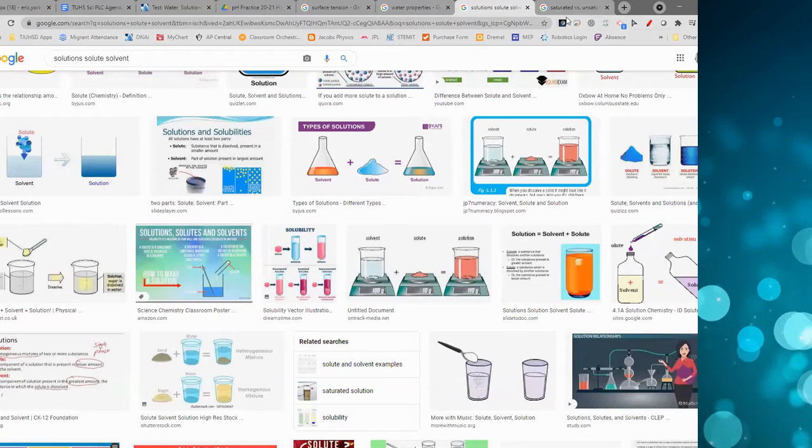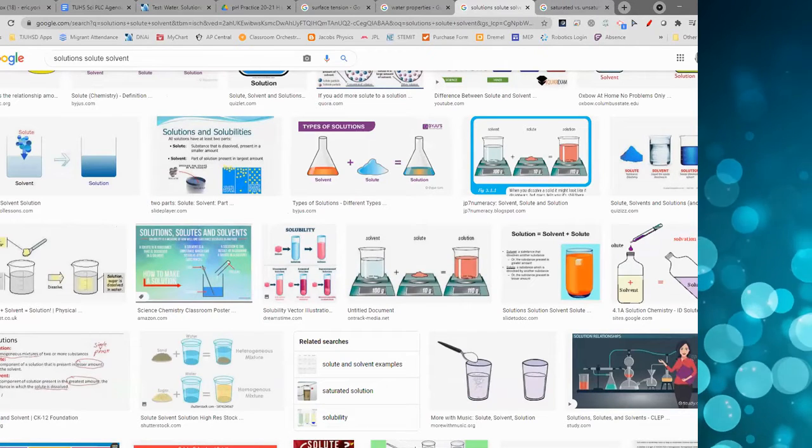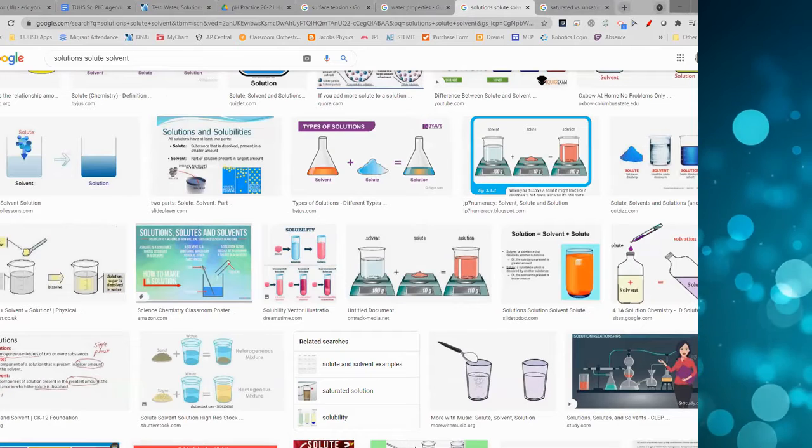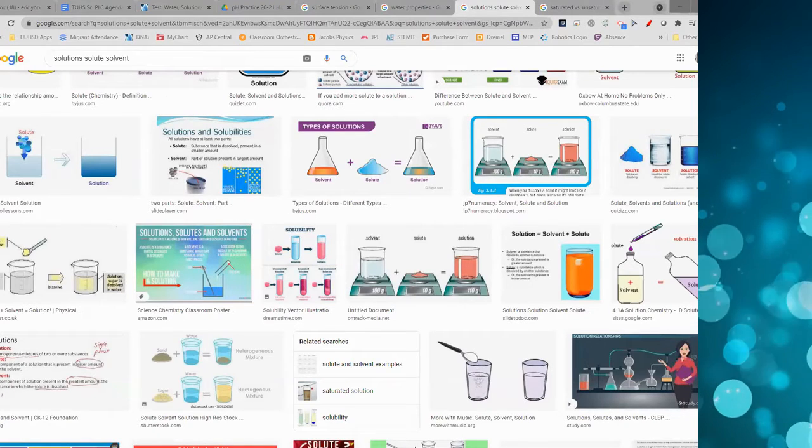One thing I want to make sure we do is understand how to do conversions with the metric system, because you'll have one or two of these on here.